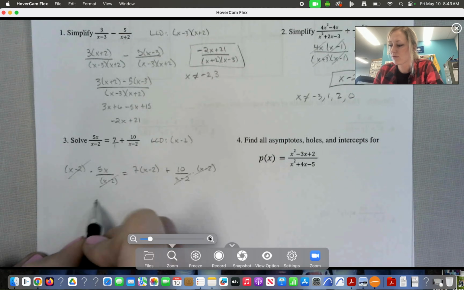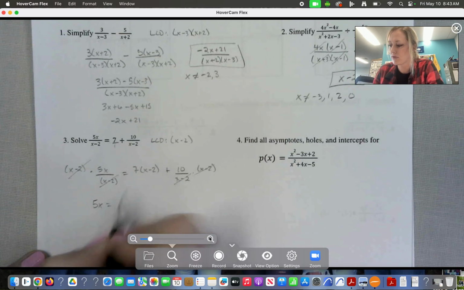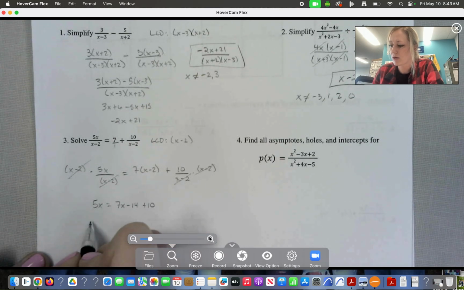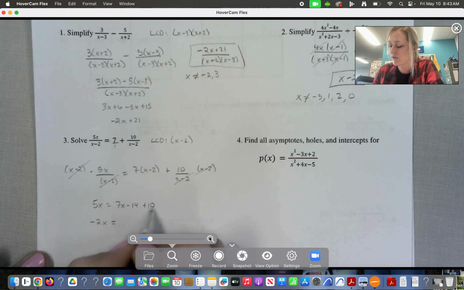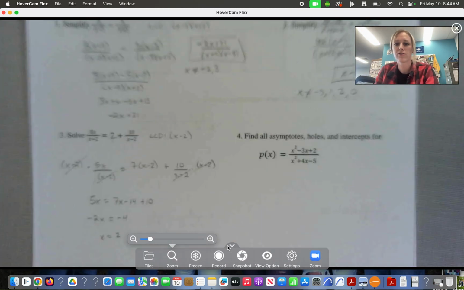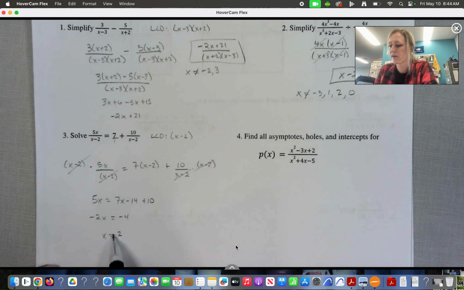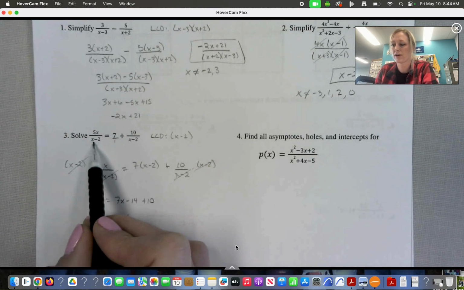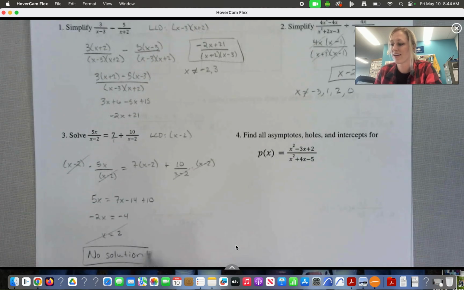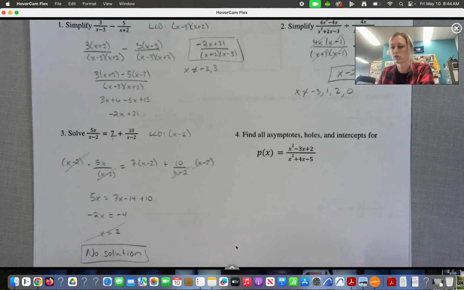Okay, and so I'm left with 5x equals, I'm going to go ahead and distribute, 7x minus 14 plus 10. So I'm going to subtract my 7x and combine my negative 14 and 10 to get negative 4. Divide by negative 2, so we get x equals 2. This is where it's really important to see what x could not be. If I look back here, could x have been 2? If I were to put 2 back in, I'd get a 0 in my denominator. So this is not a viable solution. We're just going to say no solution when that happens. If we get a solution that cannot be included in the domain, it cannot be a solution.